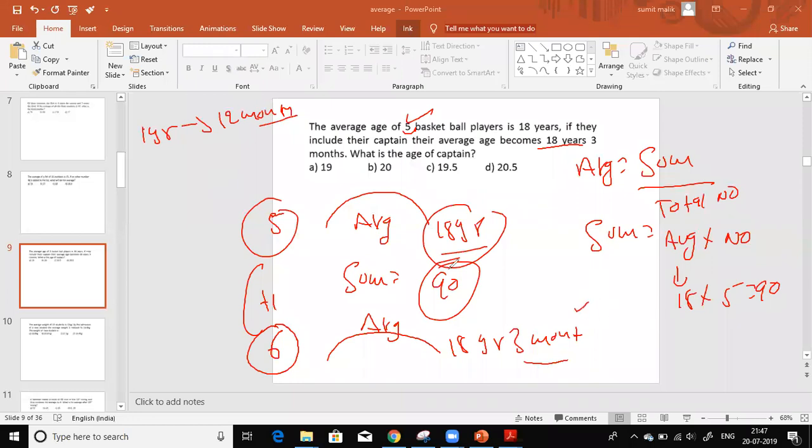So if I convert months into years, there are 3 months. So what will it equal to? 3 divided by 12 means 1 divided by 4 year. So I can write 18 years 3 months as 18 and 1 by 4 years. Don't do that, please.